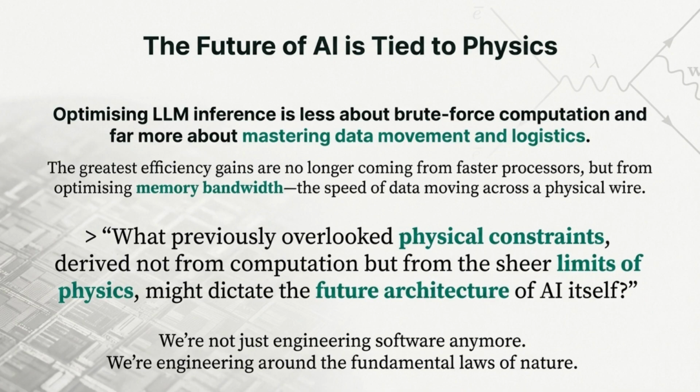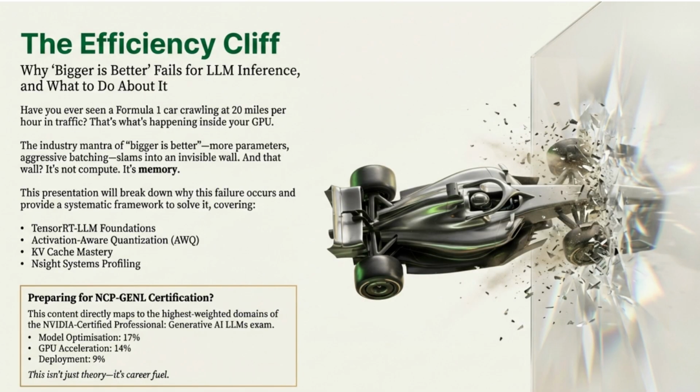So the efficiency cliff is real. Your GPU is probably 50% idle right now. But now you understand why. Memory bandwidth saturation, low arithmetic intensity. You have a framework, engine, weights, memory. You have tools, Nsight Systems. The future belongs to those who understand the physics beneath the code. Go build something fast.